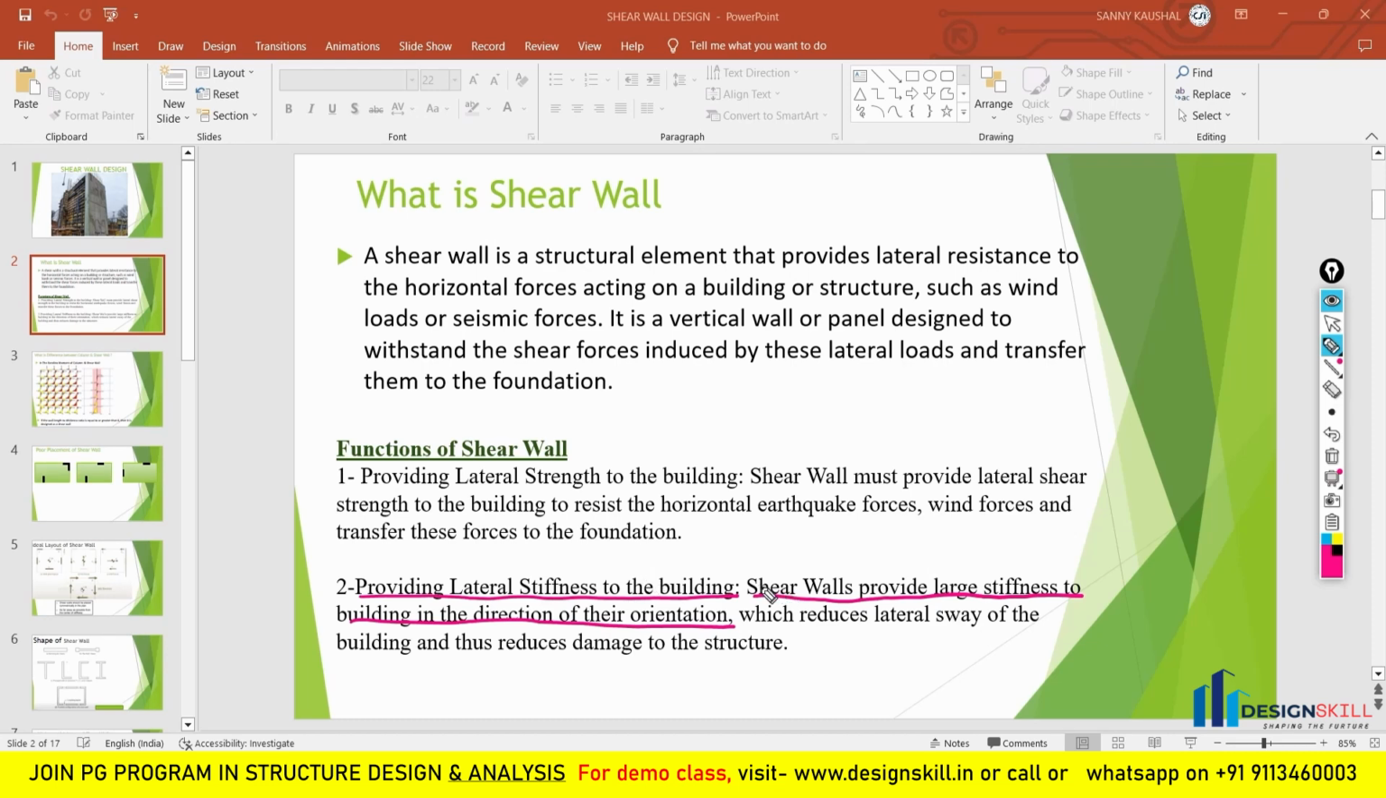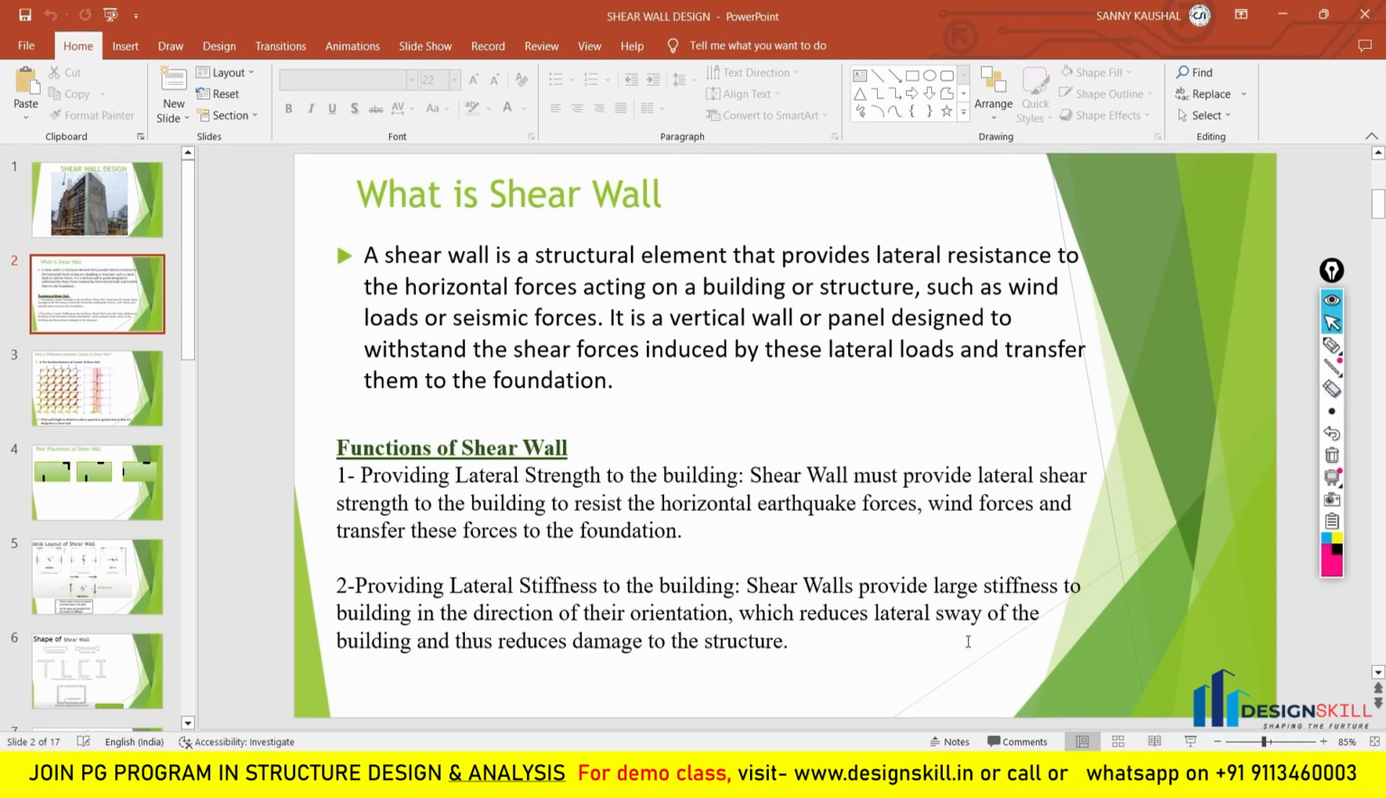So what is the result? The result is that it reduces the lateral sway of the building and thus reduces the damage to the structures. When you provide the shear wall in a particular direction, the lateral stiffness in that direction increases, which reduces the lateral sway of the building and the damage to the structures. I'm going to show you what that actually means. So now I'm going to open ETABS and show you.